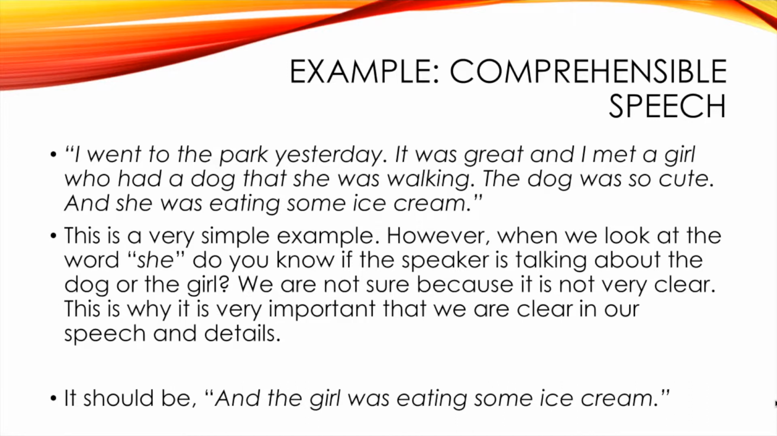In this example, we are not sure who was eating ice cream, because we're talking about two things, the dog and the girl. And when the sentence is, and she was eating ice cream, we're not clear on who is she. Is that the dog or is that the girl? So the sentence should be, and the girl was eating ice cream, or some ice cream. So this makes it more clear. Maybe if it was the dog, you could say, and the dog was eating some ice cream. Doesn't matter, but it just needs to be clear who we are talking about.